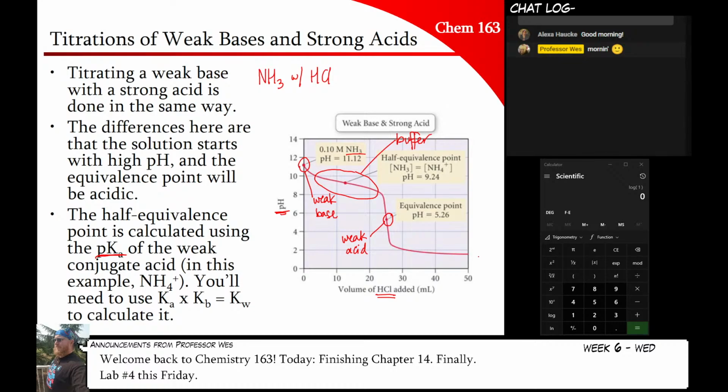Then down here, this region down here is just, I've added excess acid. So you would calculate the pH based on how much excess acid there is divided by the volume to get its molarity. You could calculate its pH. So again, we're doing the exact same thing. We're not going to do a practice problem like this. I'm just showing you what the graph would look like.